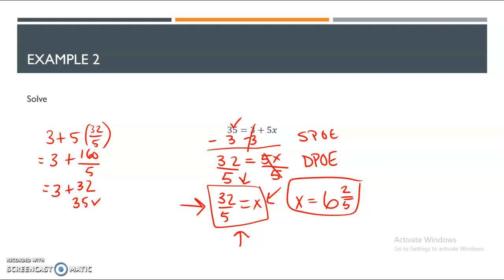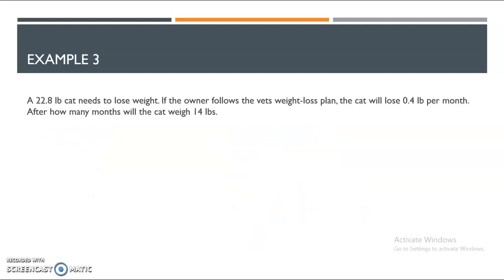On to our next one, probably the last one for this video, and then we'll start a new set of videos with just the last few examples in it. But we're going to work with a word problem here. We have a 22.8 pound cat needs to lose weight. If the owner follows the vet's weight loss plan, the cat will lose 0.4 pounds per month. After how many months will the cat weigh 14 pounds?